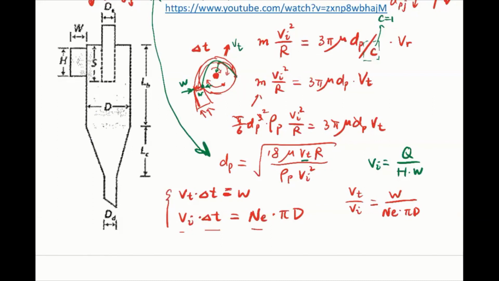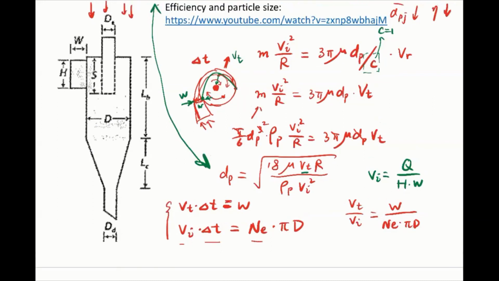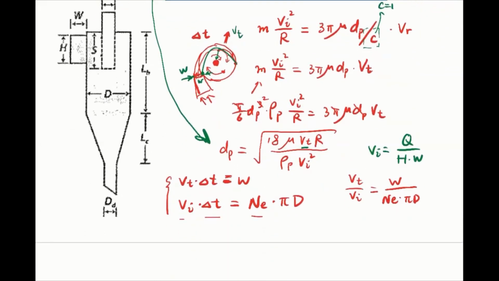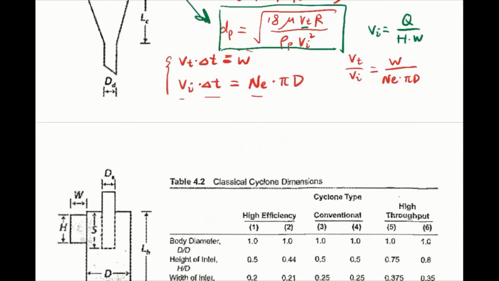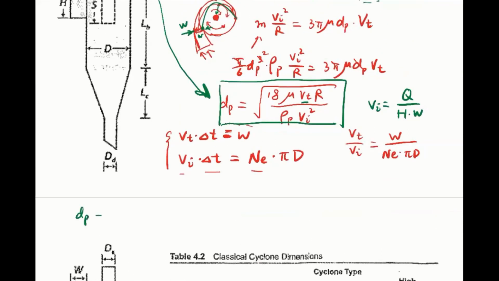Okay, so now let's look at this equation again. We have this equation. I'll just put it here. So dp is equal to the square root of 18 mu. So Vt here, we know that Vt is equal to W divided by Ne pi d multiplied by Vi, right? So we can plug that in.